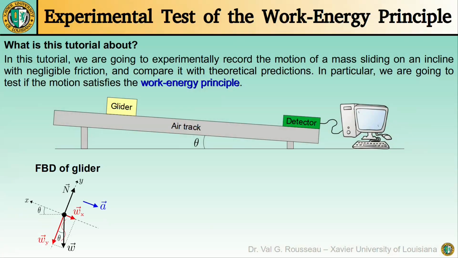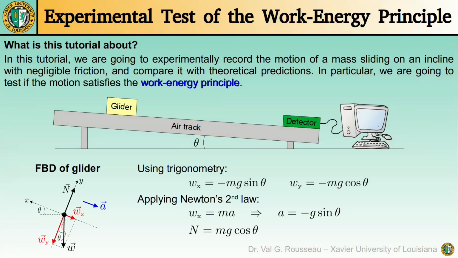From trigonometry, we find that the x component of the weight is negative mg sine theta and the y component is negative mg cosine theta. We can now apply Newton's second law. In the x direction, the only force is the x component of the weight, which is therefore equal to the glider's mass times the acceleration, so that the acceleration is equal to negative g sine theta.